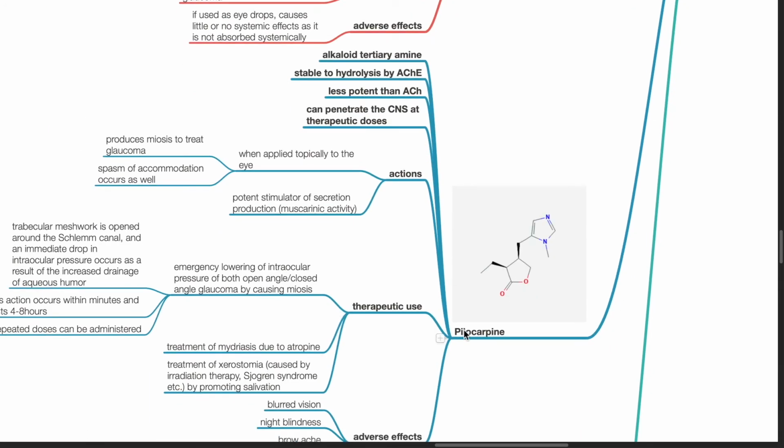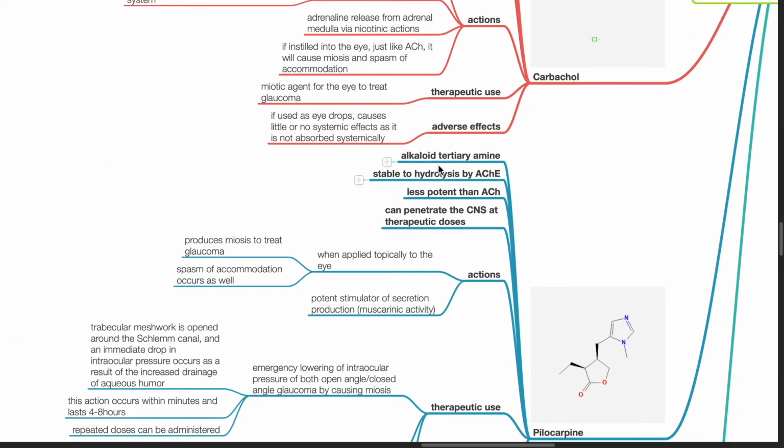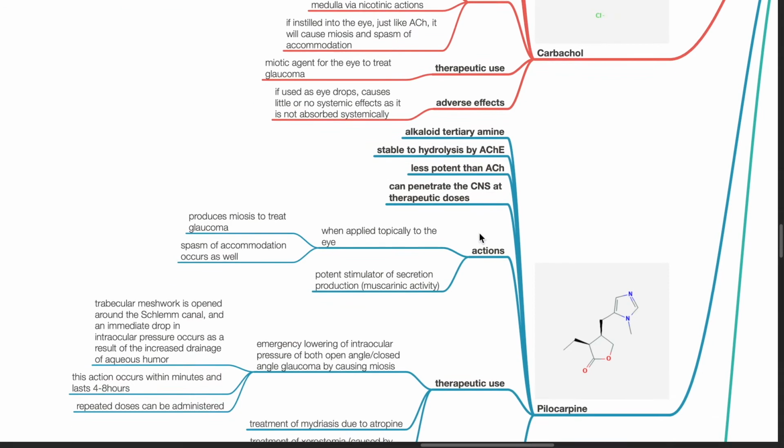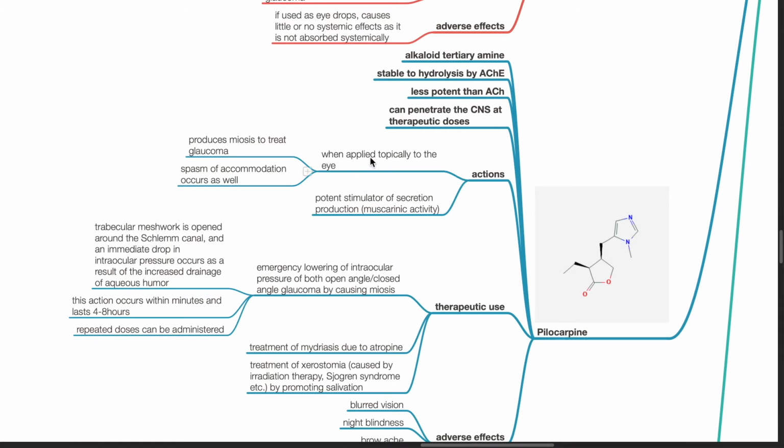Pilocarpine. It is an alkaloid tertiary amine. It is stable to hydrolysis by acetylcholinesterase. It is less potent than acetylcholine and can penetrate the central nervous system at therapeutic doses. Actions: when applied to the eye, it produces miosis to treat glaucoma. Pilocarpine is a potent stimulator of secretion production.